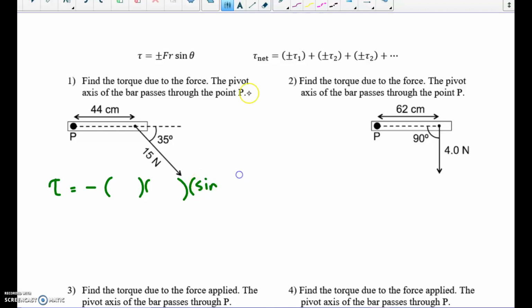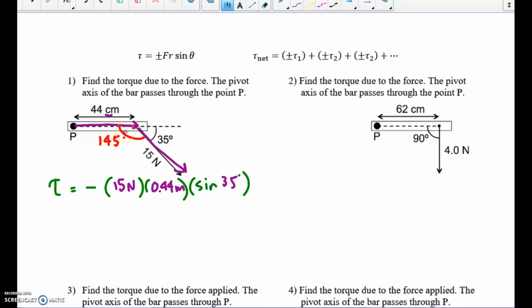Let me leave a spot for theta. What's the force? 15 newtons. What's the distance? Oh, centimeters. 0.44 meters. The angle is 35 degrees. That's the angle from the force to, well, it's not the angle. The angle from the force to the distance is this. This is the distance. Here's the force. And that's 180 minus 35. That's going to be 145.